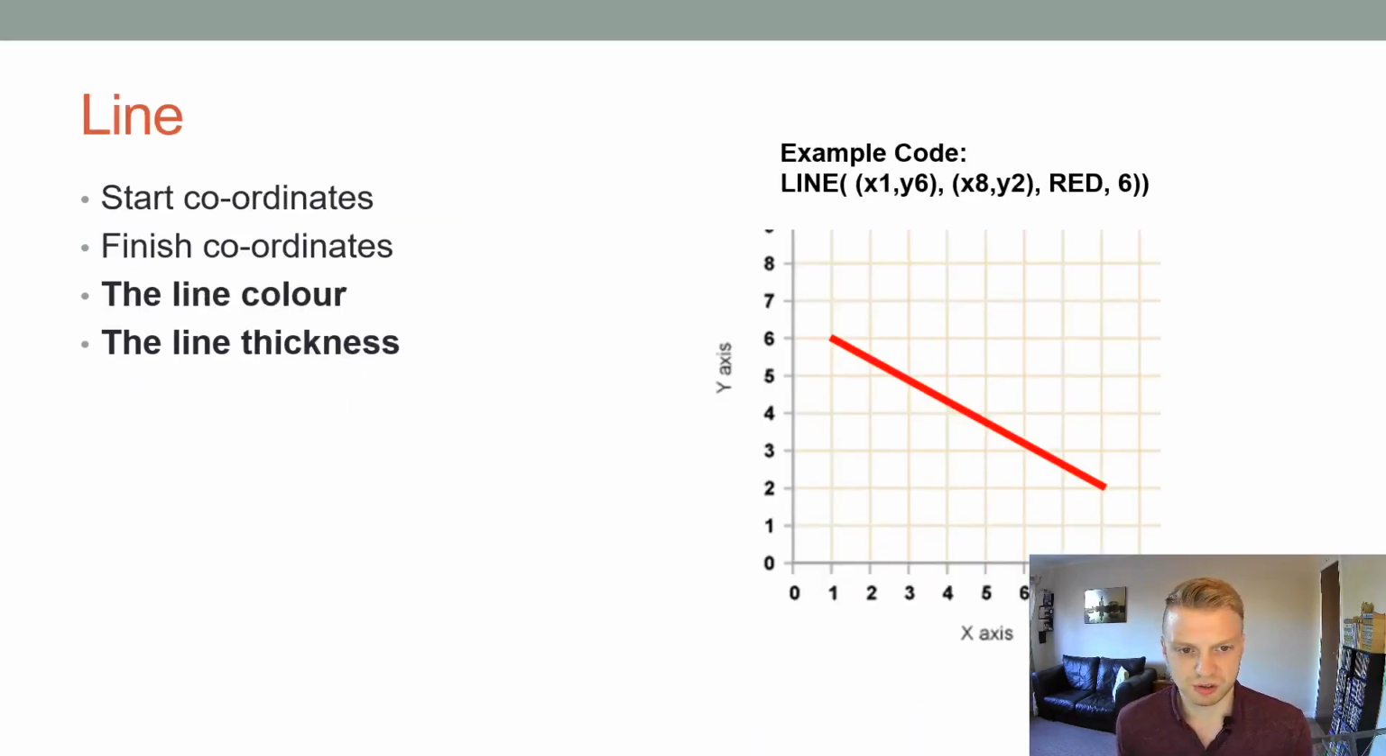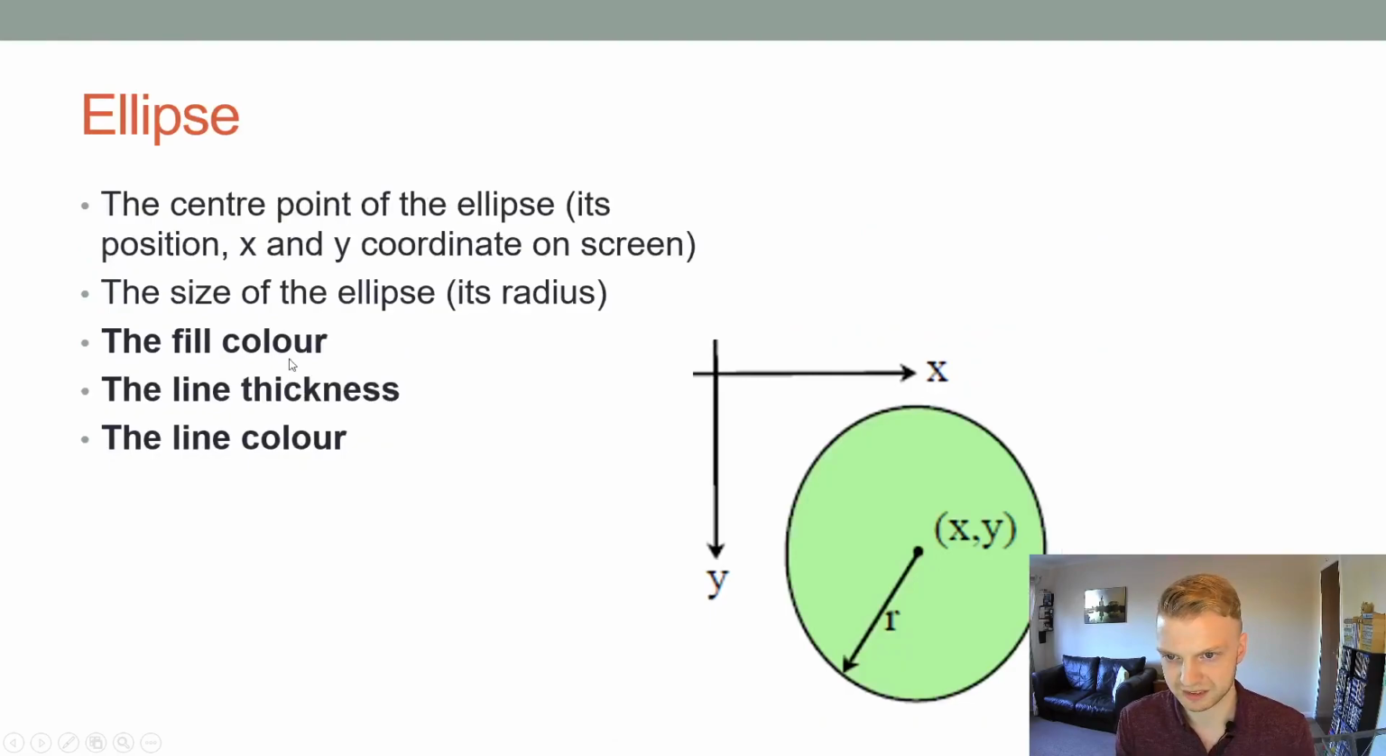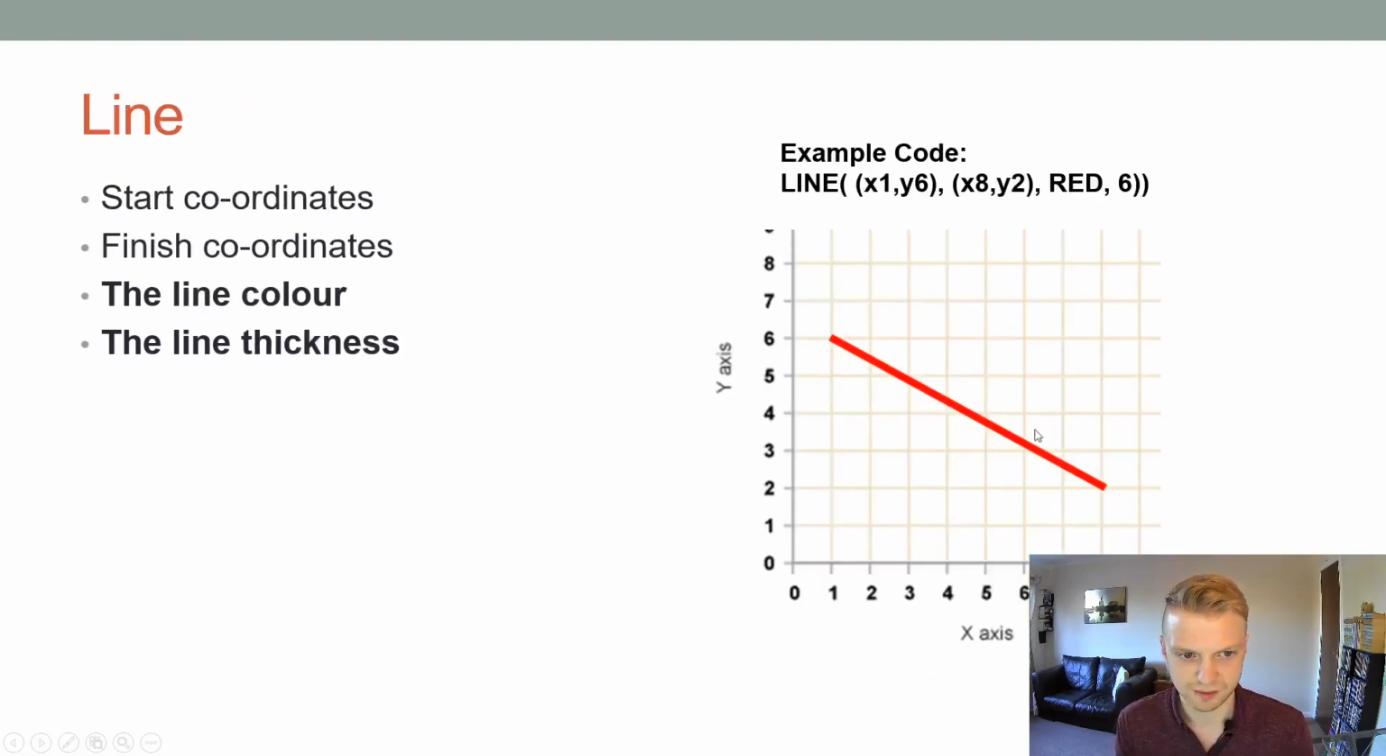Line, or the straight line, it has a start and end point. Again, there's the code for it, but you need to know the color and the thickness. Now this one doesn't have a fill color, unlike the last 2, and that's because there's nothing to fill in. It is just a line. There is not like a blob in the middle to fill in or anything like that.